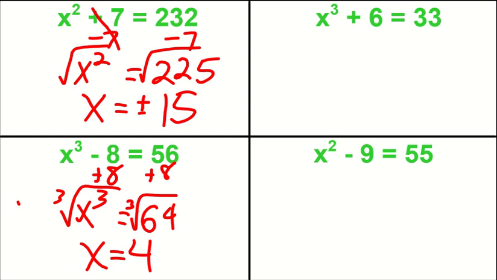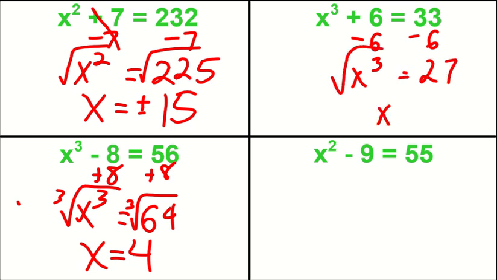All right, who's got this top right one? That's number 2 on your sheet. Jaden? 3 is correct. We subtract 6. So we get x cubed equals 27. We take the cube root. So cube root of 27 is 3.